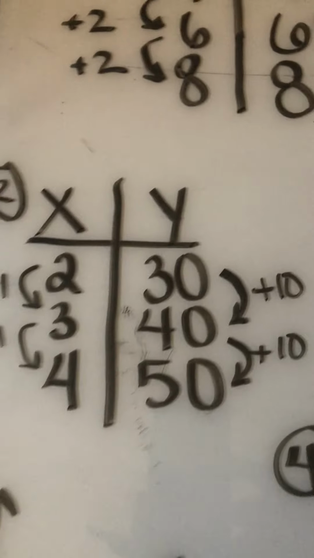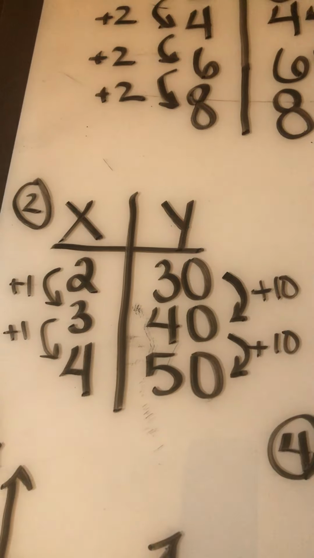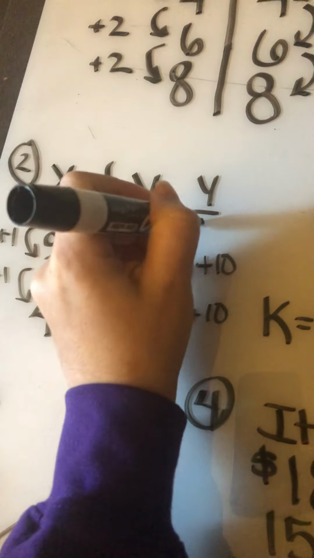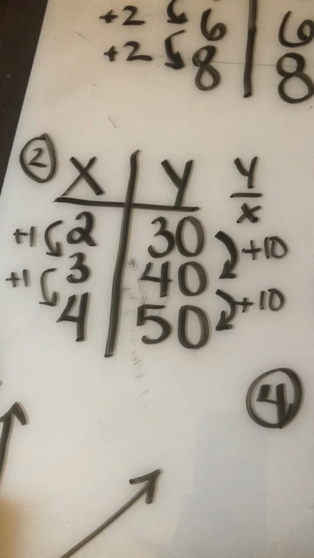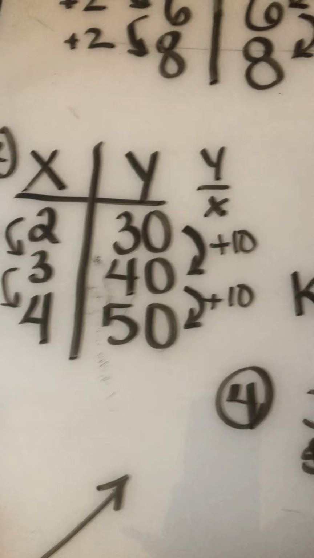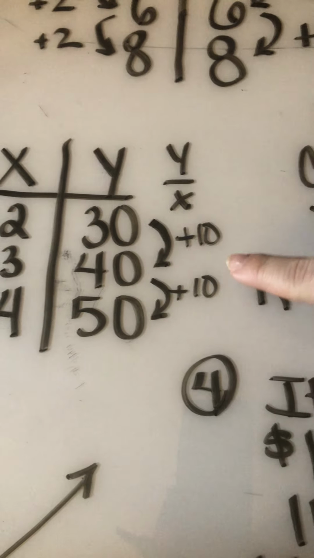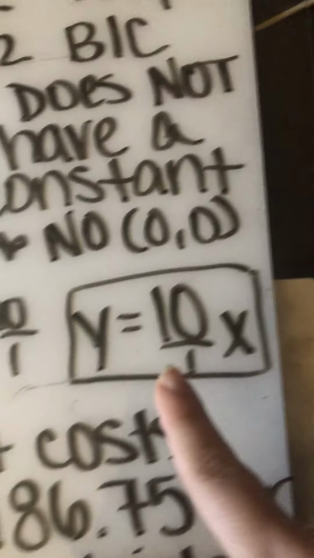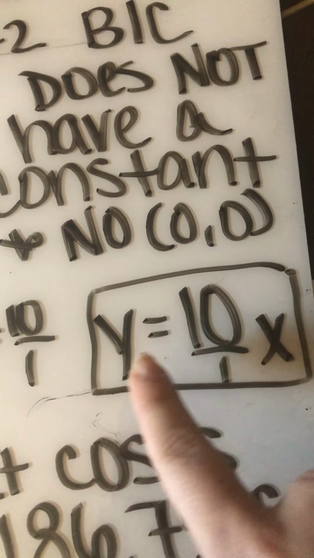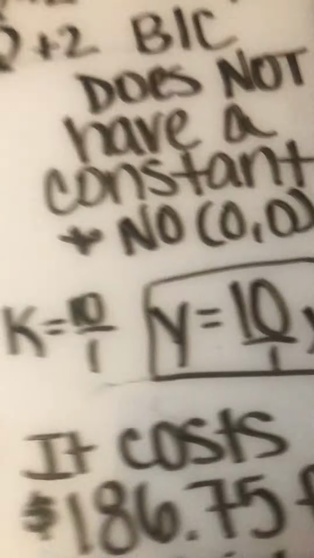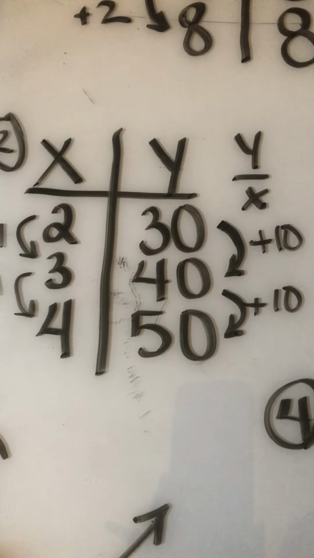Okay, so there is number 2. Number 2, they're going to give you a proportional table. They're going to ask you for the equation. So the way you do that is you find the change in y over the change in x. The change in y was plus 10 for this table. The change in x was plus 1 for this table. So for our constant k, it would be 10 over 1. And then in my equation, I replace k with that value. So it would be y equals 10 over 1x as my final answer. Okay, so that's number 2.